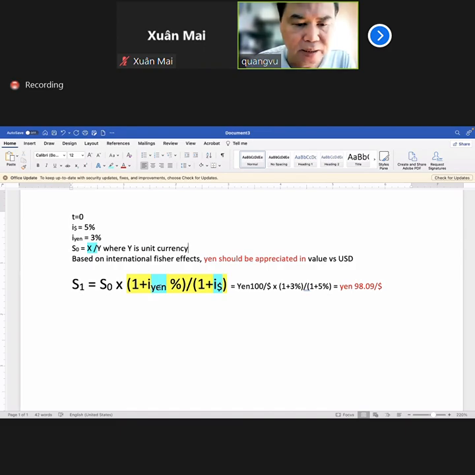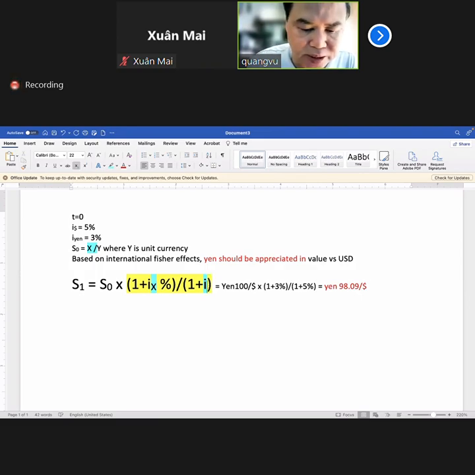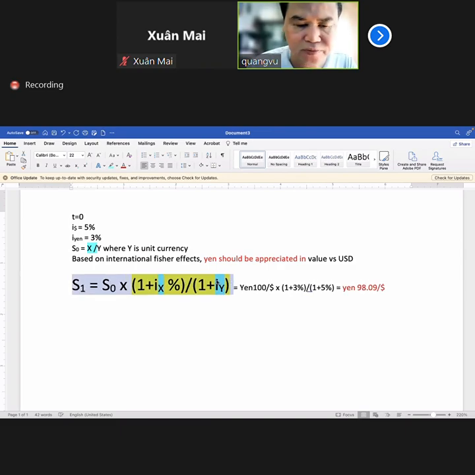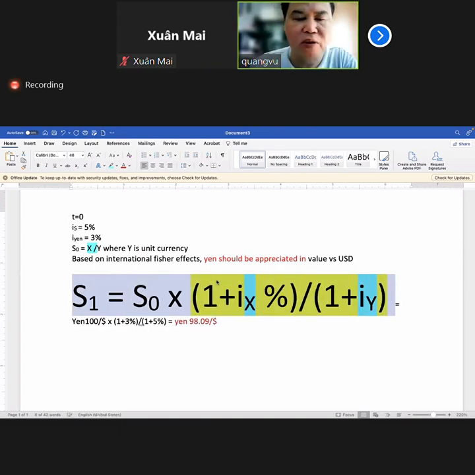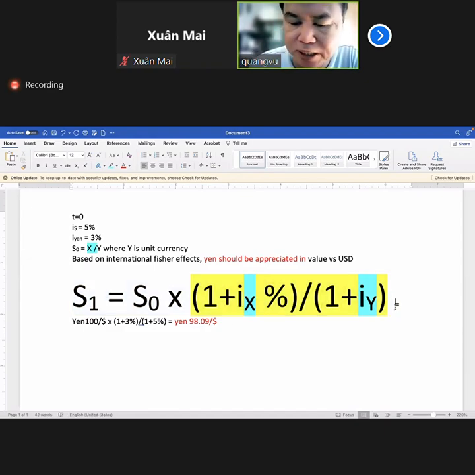Okay, and then nominal interest rate in X over 1 plus nominal interest rate in Y. Yes. Okay, make sure you understand this formula. This formula allows you to predict a future spot rate based on the difference in nominal interest rate between the two countries. Any question, you guys? Any question?